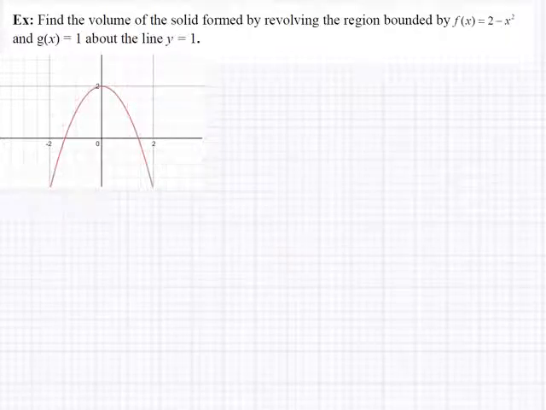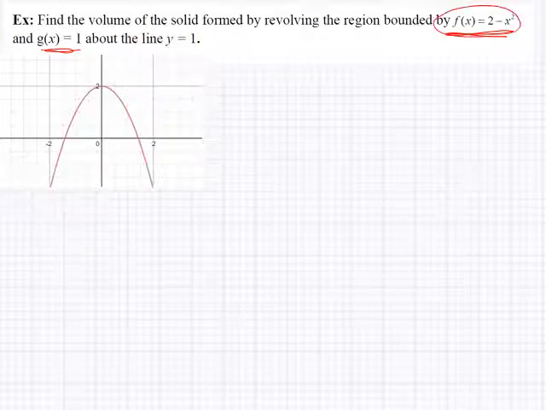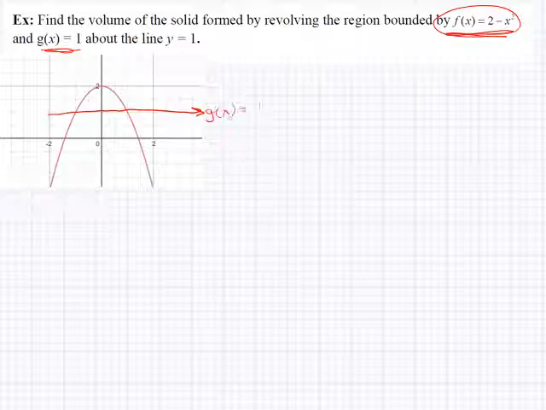Here's another one. Find the volume of the solid formed by revolving the region bounded by f of x equals 2 minus x squared, g of x equals 1, about the line y equals 1. Right, so f of x equals 2 minus x squared, very easy to draw, upside down parabola up 2 units. G of x equals 1 would be this line right here, horizontal line. That's g of x equals 1. So first of all, the region bounded by those two things would be this region in here.